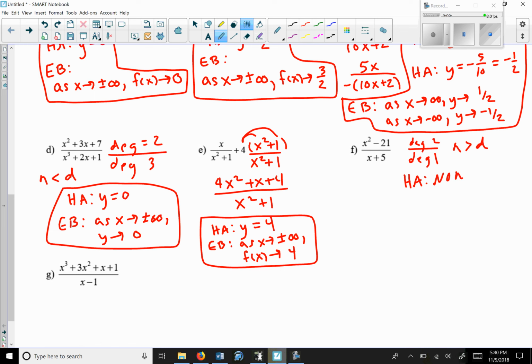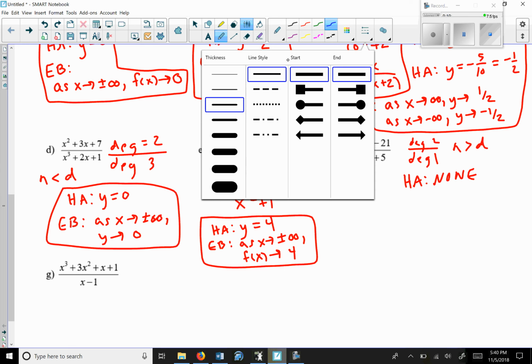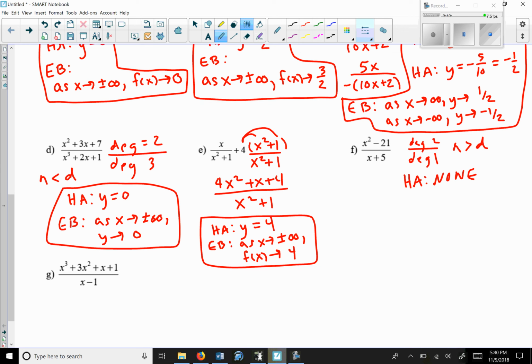That means there's another asymptote. So the question is, how do we find that other asymptote? The way that you find the other asymptote is by using either long division or synthetic division. If you don't remember how to do long division or synthetic division, I do have some videos on that.